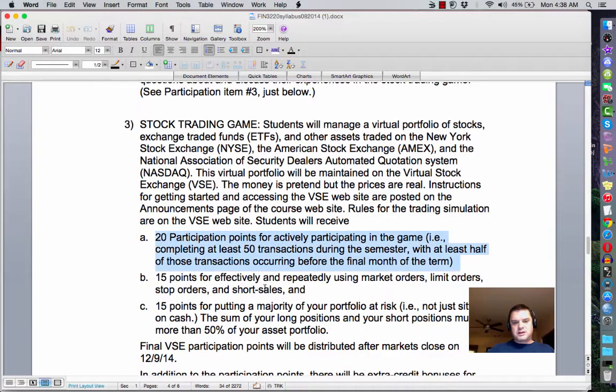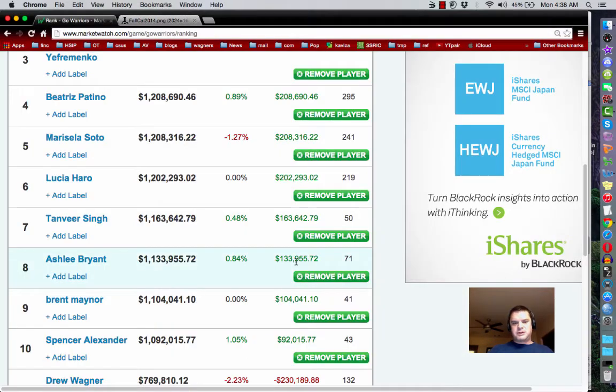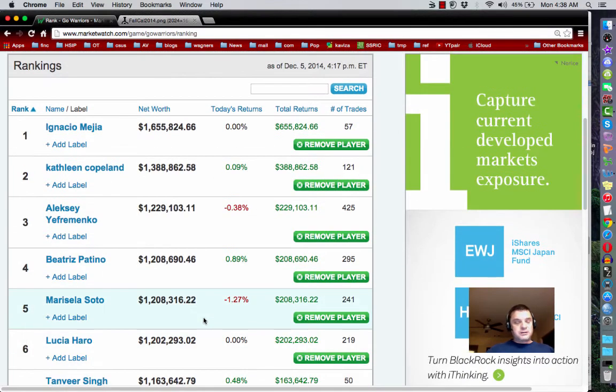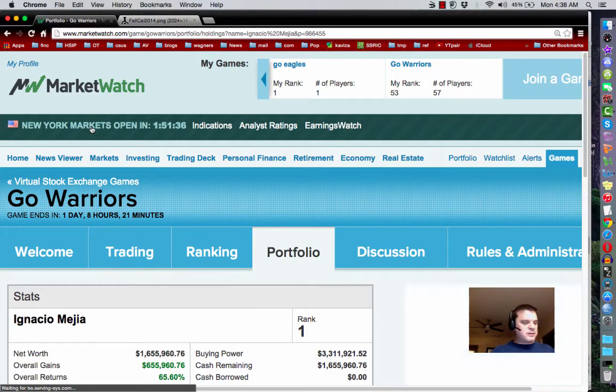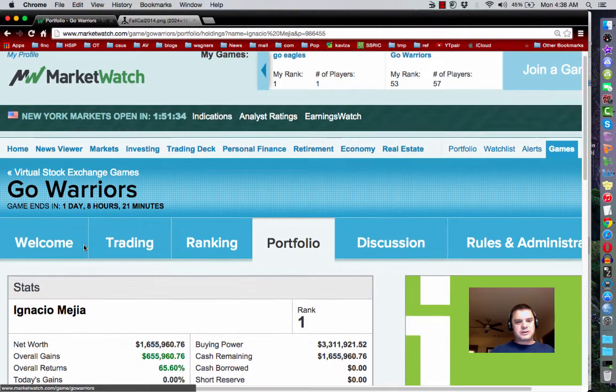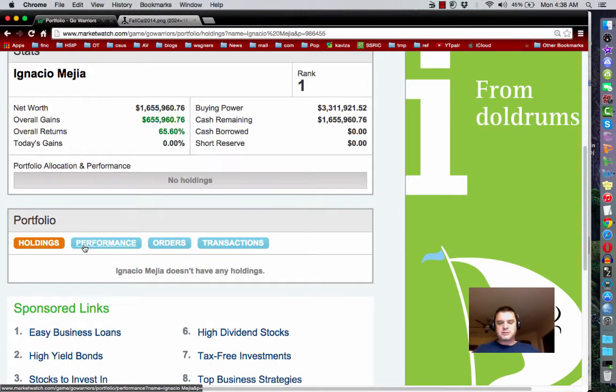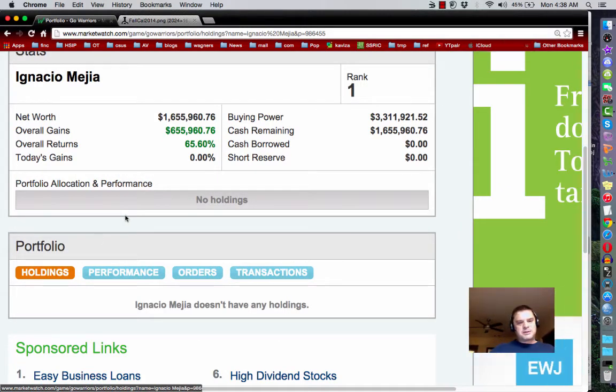So the second part is limits and market orders. Active participation: everyone's getting the full 20 points there except for Brent and Spencer, who could, by the way, still get up to more than 50 transactions just over the next day. That's all it would take. So we have to look in more detail. You find points for short sales, limit orders, and stop orders. And I can't really tell the difference, by the way, between limits and stops.